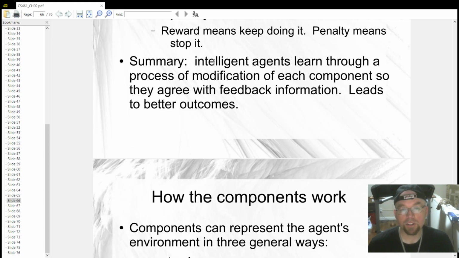Okay, so to summarize, agents that are intelligent, they have these different components, and they're constantly going through a process of modification so that each one of those components converges on a certain point, and that certain point is a better decision for the future. So that leads to better decisions, which leads to the agent ending up in better states.